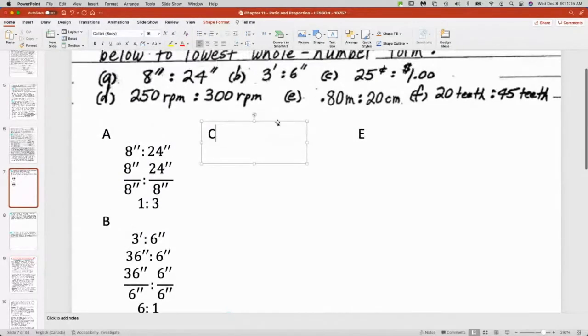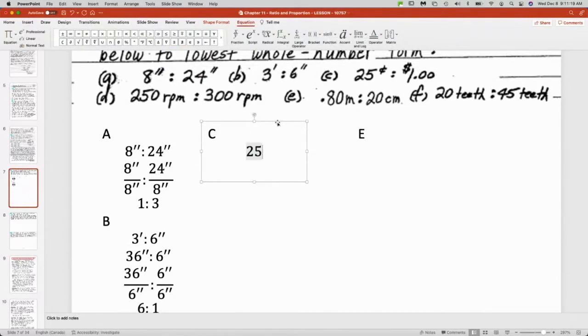Okay, we're on to question C now. This time we have something involving currency. We have 25 cents. Is that the symbol for cents in this shortcut? No. I'll just type it in full: 25 cents. I'm having more difficulty typing a number in than I have doing the question. That's hilarious. Okay, 25 cents to $1.